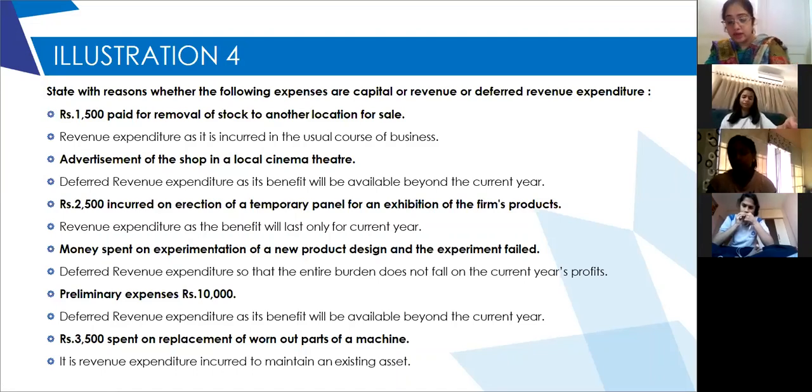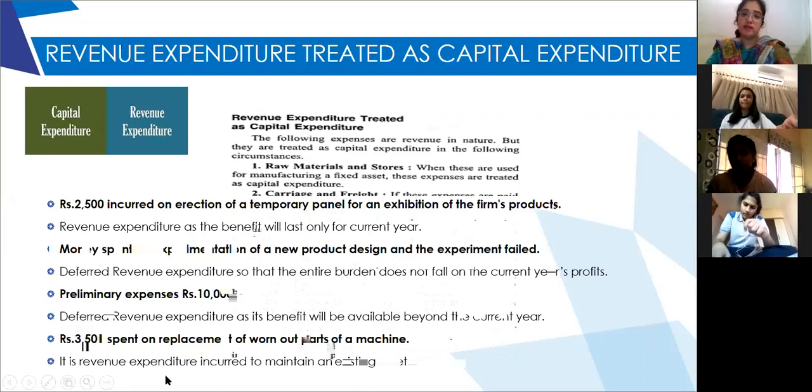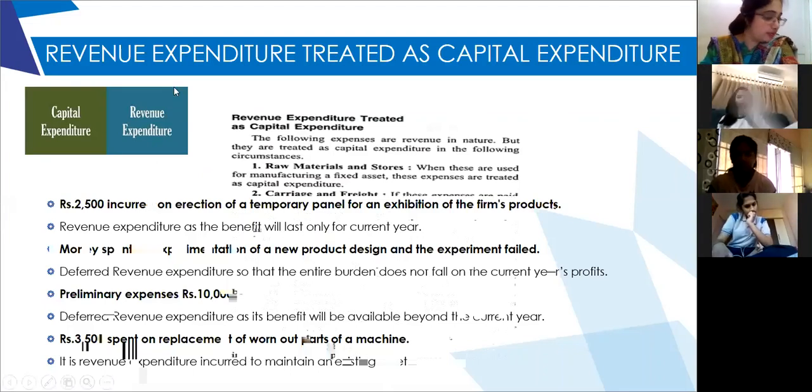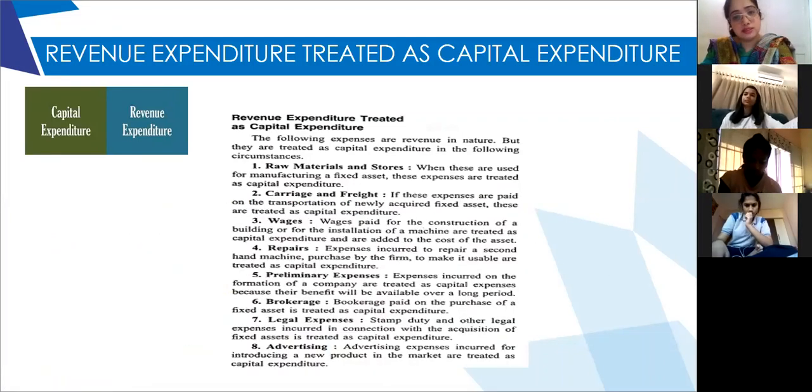Okay. Now I'll clear your doubt, Divyata. You wanted me to do this: revenue expenditures treated as capital expenditure. We'll be stopping here only today because we just got 8 minutes left. I will be going to capital receipt and revenue receipt in the next class.